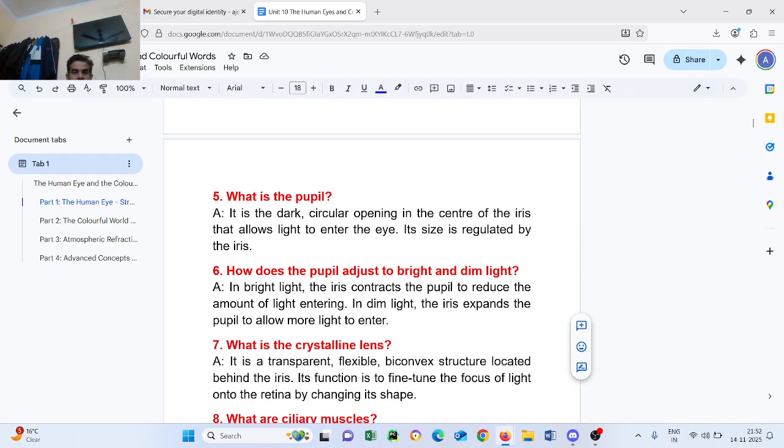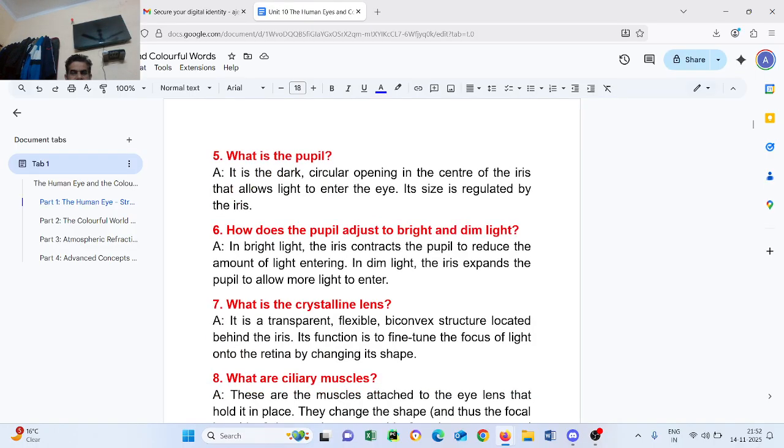Question number 7. What is the crystalline lens? It is a transparent, flexible, biconvex structure located behind the iris. Its function is to fine-tune the focus of light onto the retina by changing its shape.